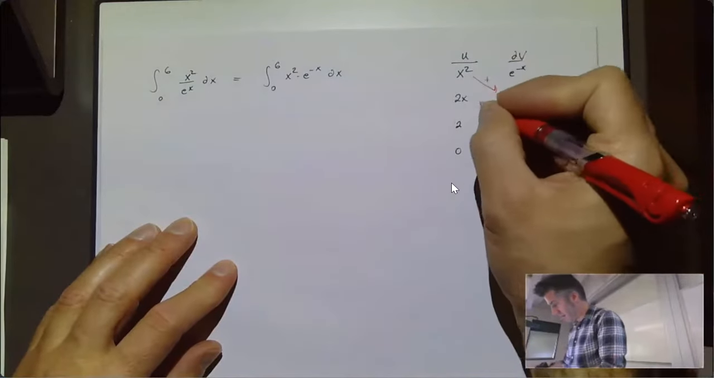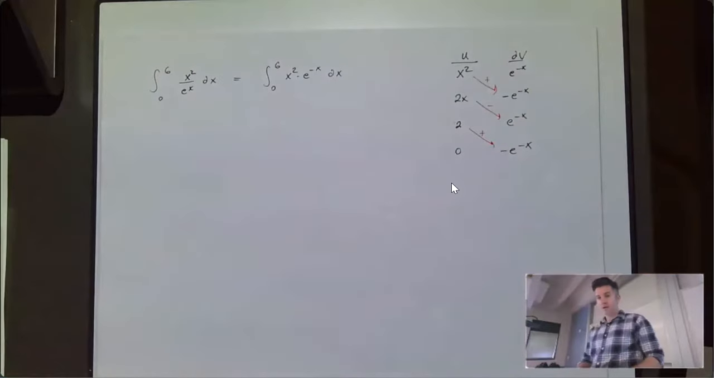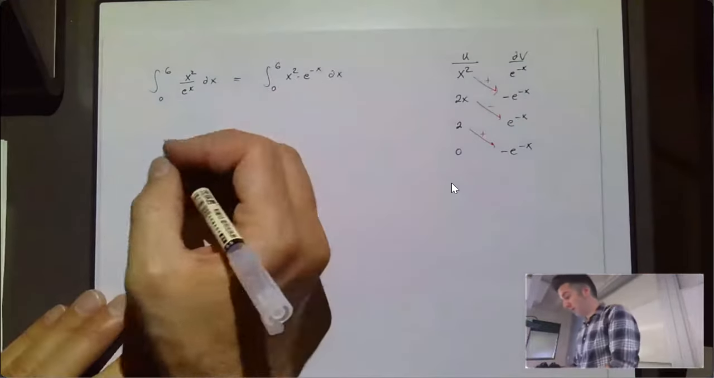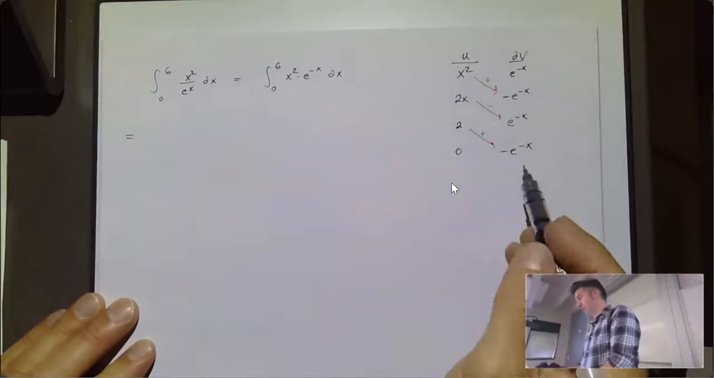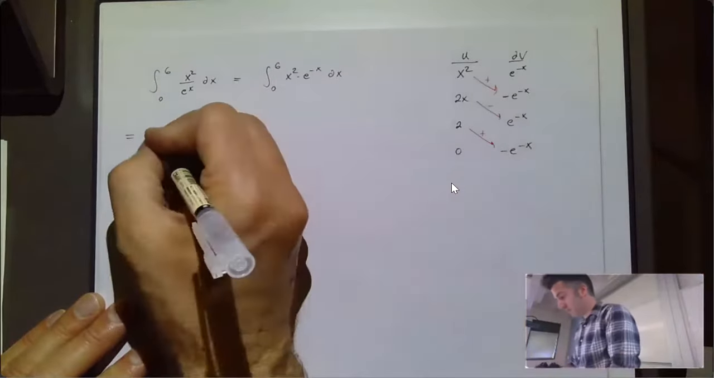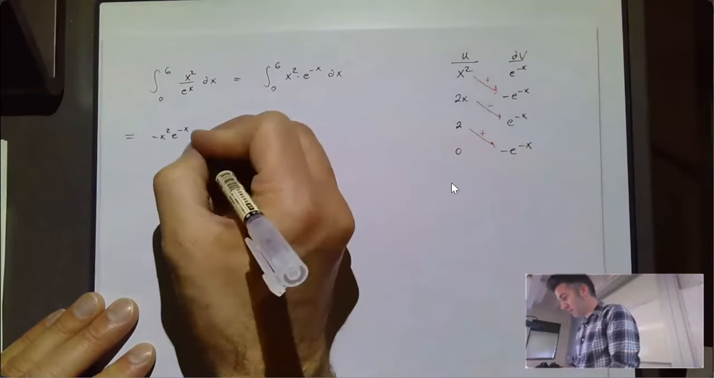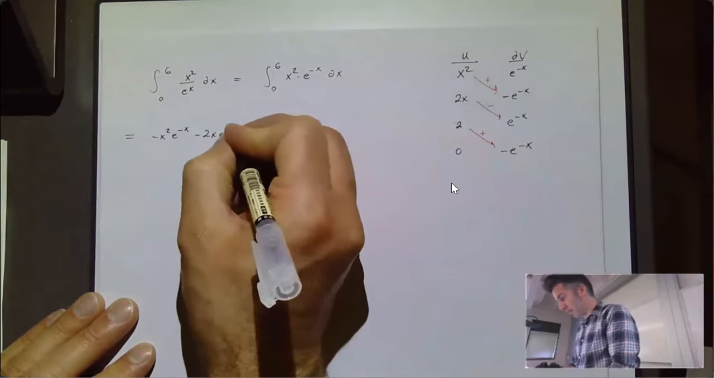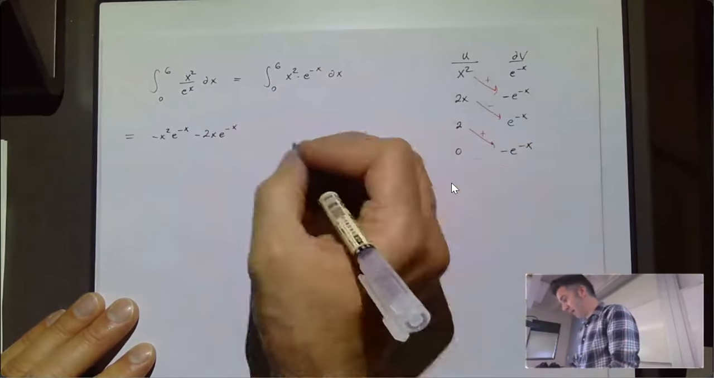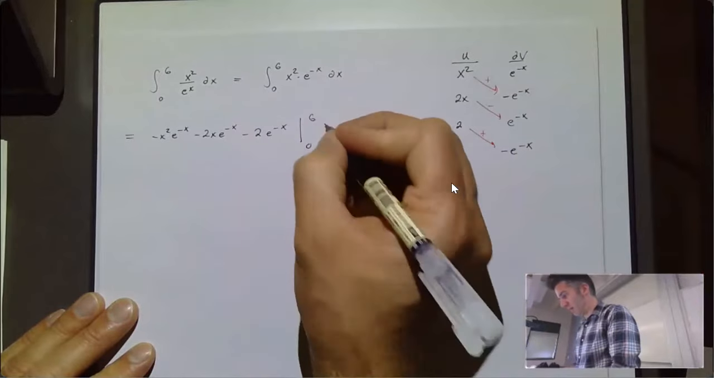So plus that, minus that, plus that. Then we could write this definite integral as, well, it's just all this. It's negative x squared times e to the negative x minus 2x times e to the negative x plus negative 2e to the negative x, from 0 to 6.